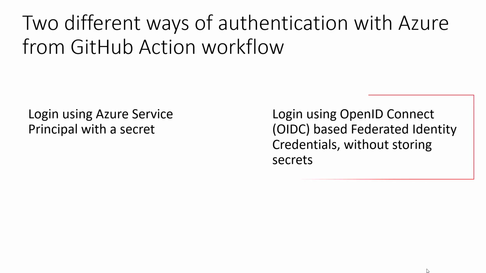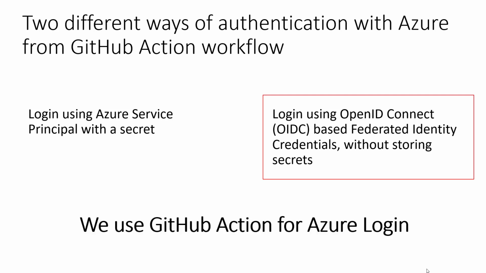We store those values under secrets on GitHub, and then we have to deal with secret expiration. And there is this new approach: login using OpenID Connect based federated identity credentials without storing secrets. So in this case, we don't have to deal with secrets anymore. Of course, we use the GitHub Action for Azure login. First of all, we have to obtain the access token from the Azure Active Directory in the GitHub Action workflow to securely communicate with Azure Cloud and make the deployment.